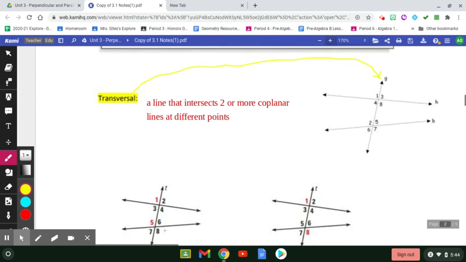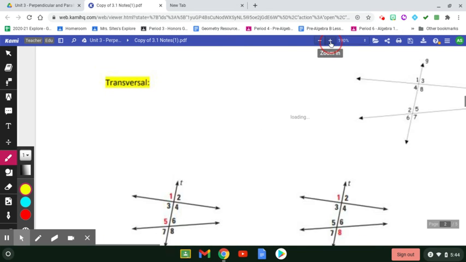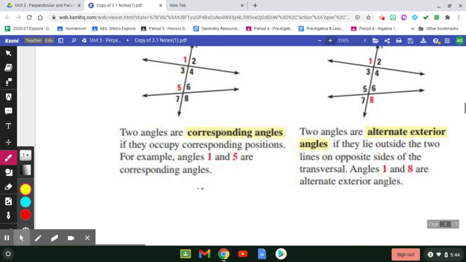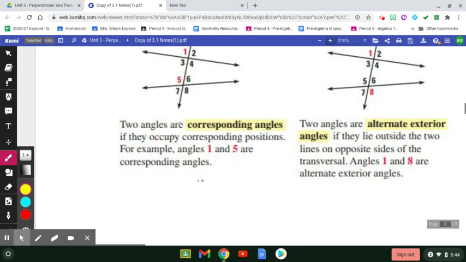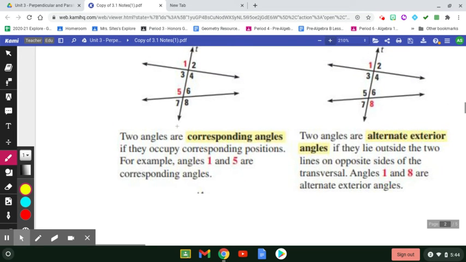If I scroll down, and I'm going to blow this up some more, angle 5 is in the top left, angle 6 is in the top right, angle 7 is in the bottom left, and angle 8 is in the bottom right. Two angles are considered corresponding angles if they are in corresponding positions, meaning like angle 1 and angle 5, they're both considered to be in the top left, okay?